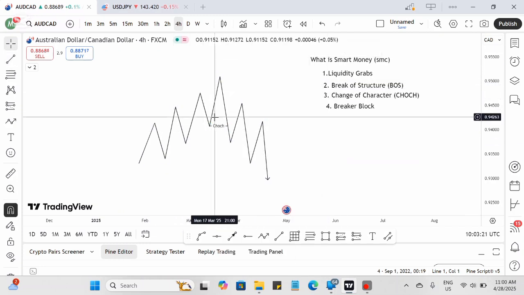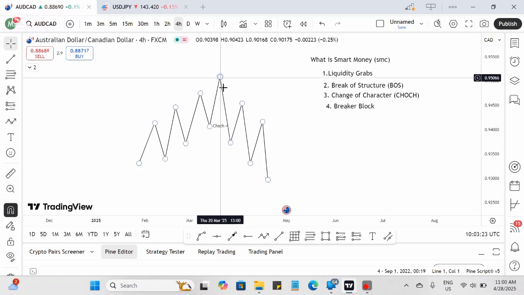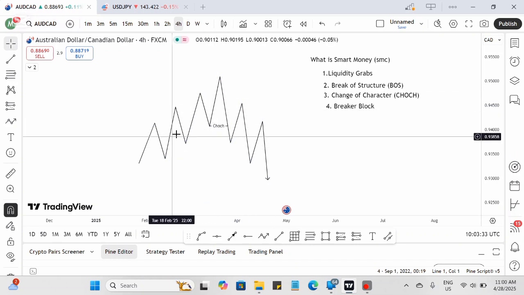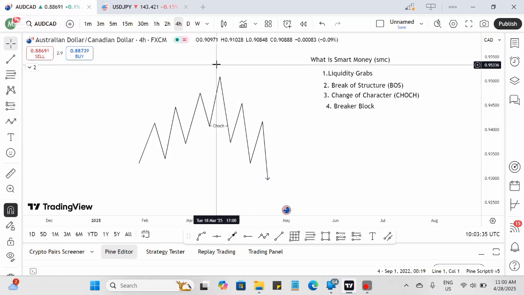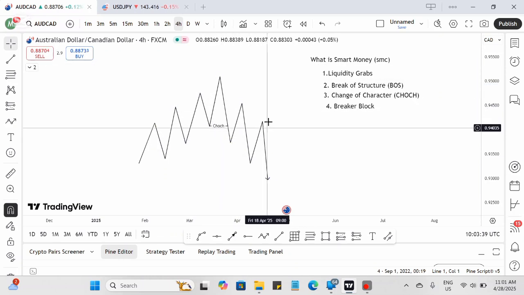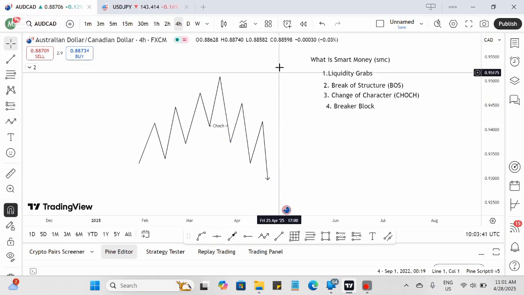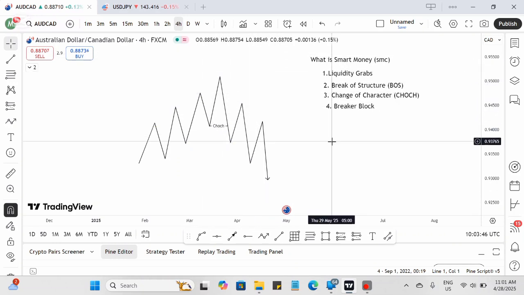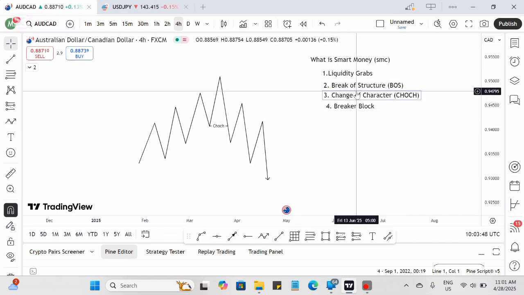This break right here, it's what's called a change of character. It means price was in an uptrend, the price broke structure. This was not supposed to be broken, but price broke structure. What does this signify? It signifies a change reversal. It means price is moving from an uptrend to a downtrend. So we start looking for sells. We do not start looking for a continuation. We do not start looking for buys. We start looking for sells. That's what change of character simply means.